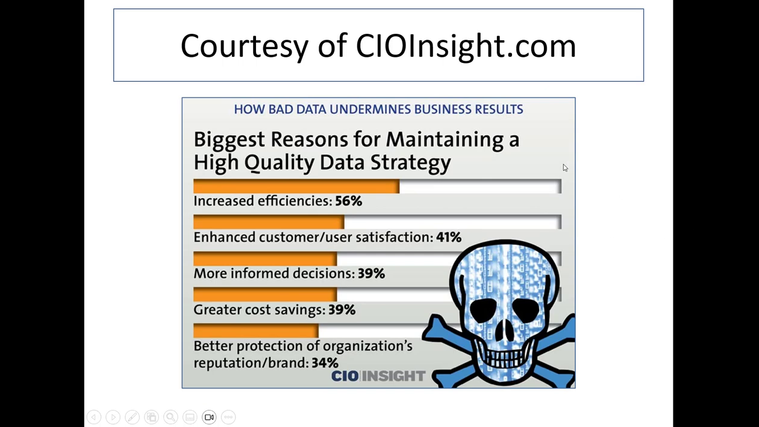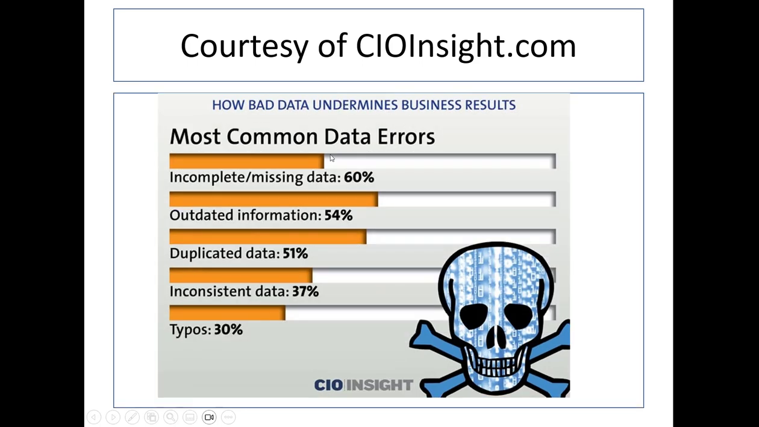So this is what happens if we have bad data or good data. If we have good data, we become more efficient. Our customers are more satisfied because we know what they want. We can respond more to their needs. Again, more informed decisions. And if we're building better products and making better decisions, then we save costs and it improves our reputation.